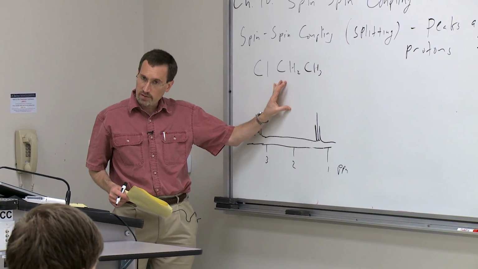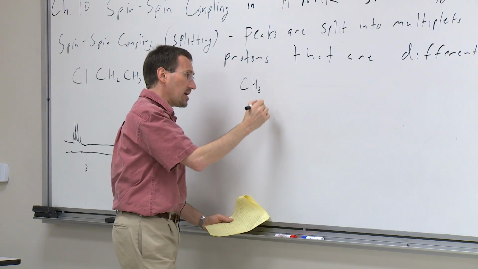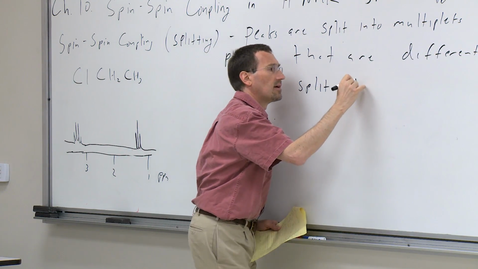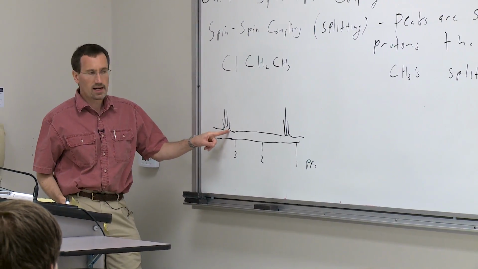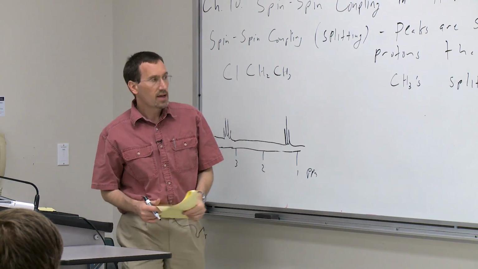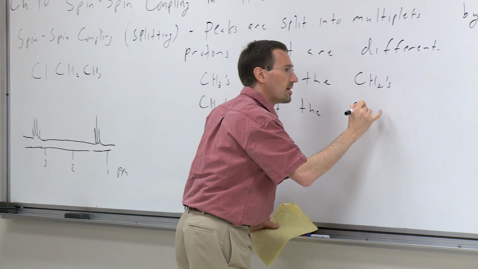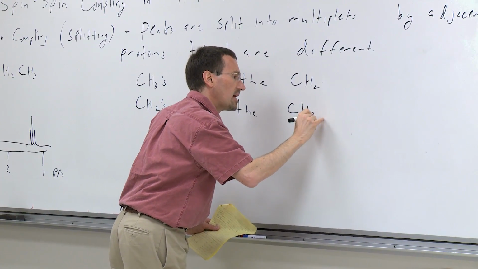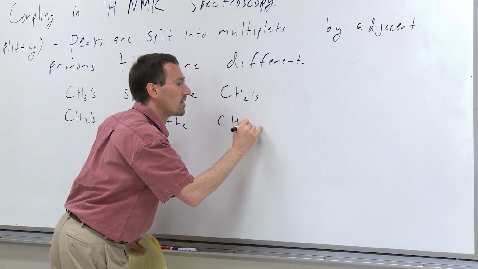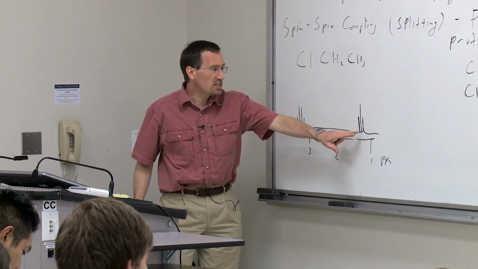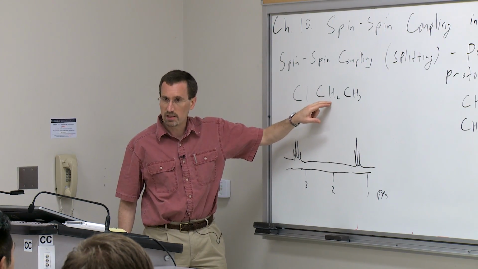And to describe this compound, chloroethane, and more generally any ethyl group, we could say that the CH3 splits the CH2. In other words, this peak, the quartet, is split by the methyl group. And we'd say that the CH2 splits the CH3. In other words, this group here is a triplet because it's the methyl group, and it sees the adjacent CH2 group.